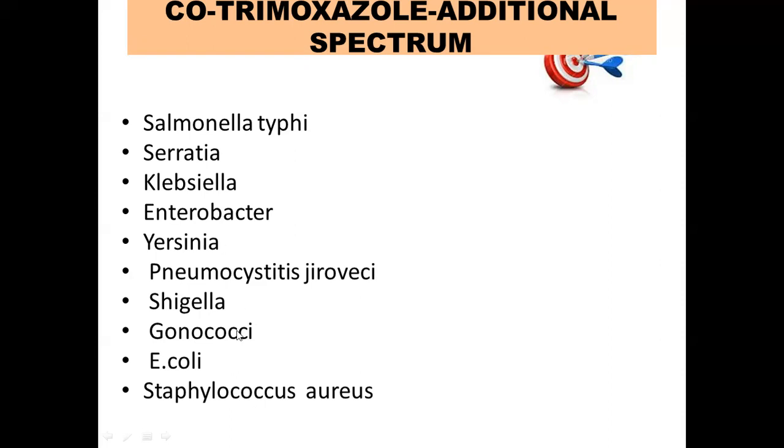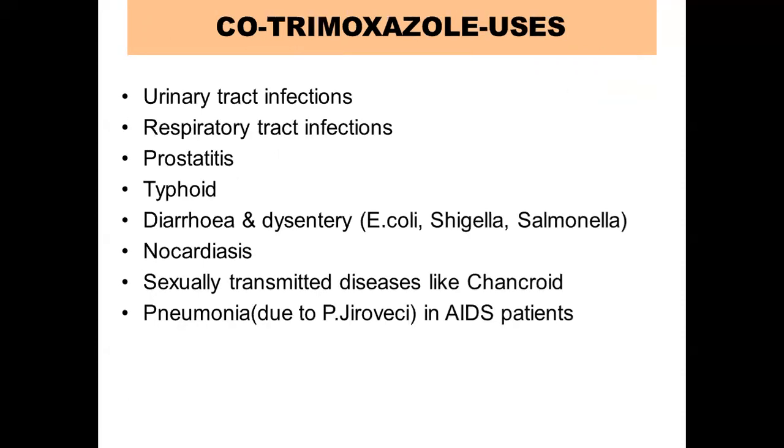So by now you must be knowing the uses also. See, Shigella, it causes a lot of diarrhea. E. coli is one of the most common agents causing the UTI. Gonococci, already you know, it can cause the gonorrhea. Pneumocystis jirovecii causes pneumonia in AIDS patients. Klebsiella is one of the causative agents for UTI. Salmonella typhi is causing enteric fever. So once you know the spectrum, automatically you will know the uses of the co-trimoxazole.